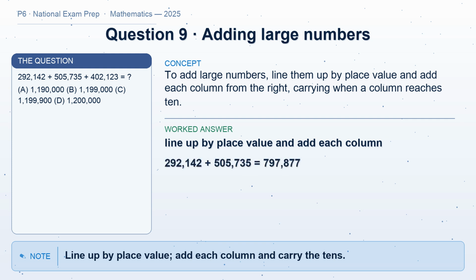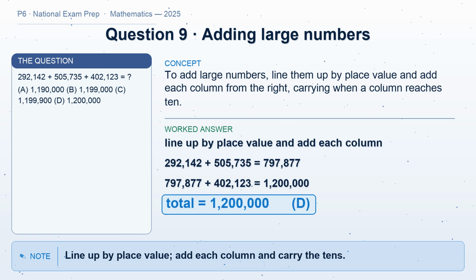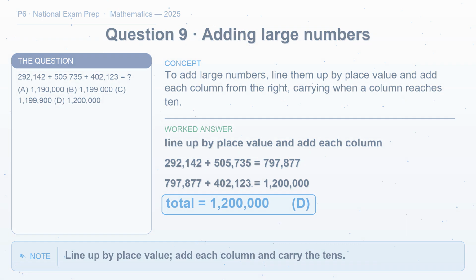Adding the first two gives 797,877. Then adding the third brings us to exactly 1,200,000. So the total is 1,200,000, option D. Excellent work.